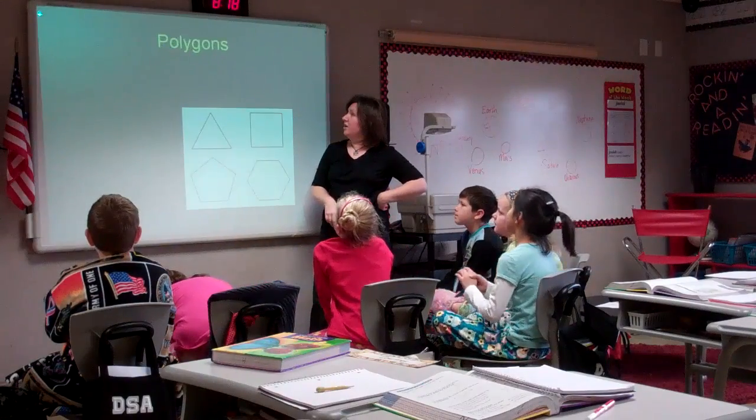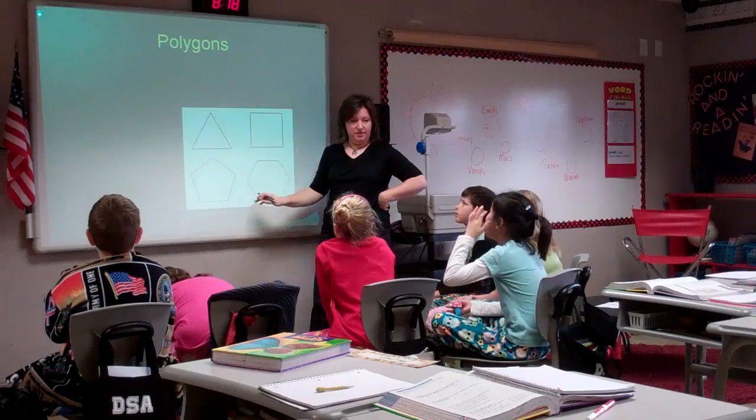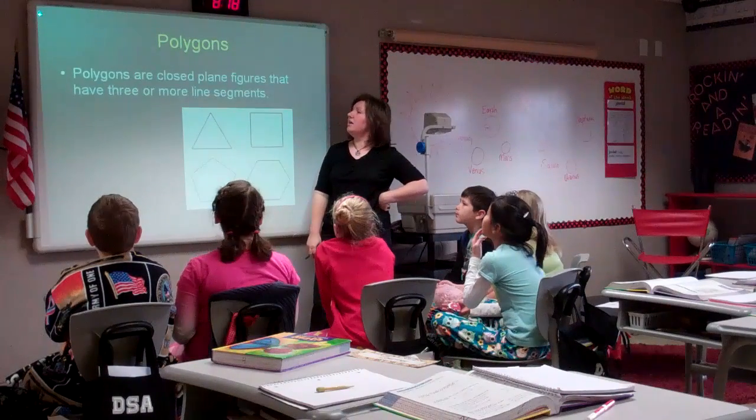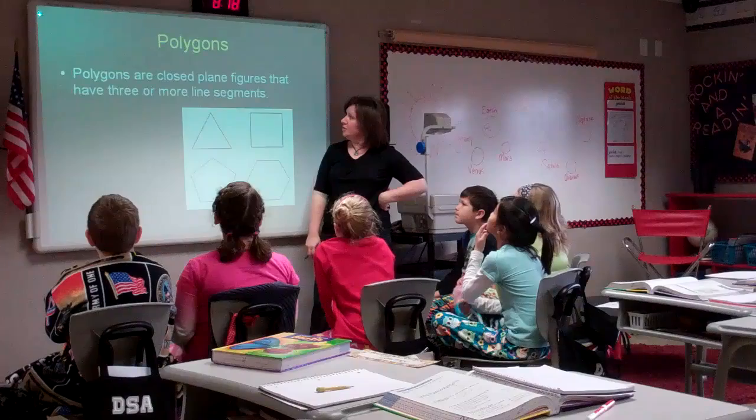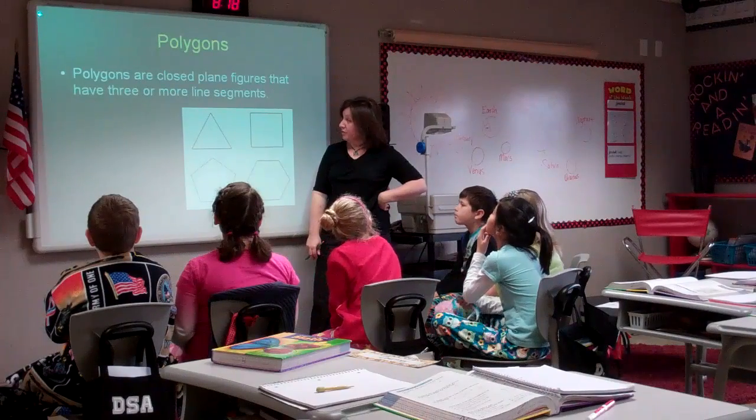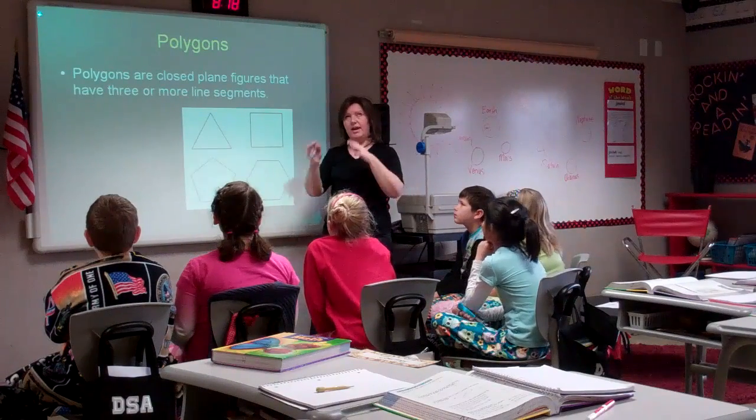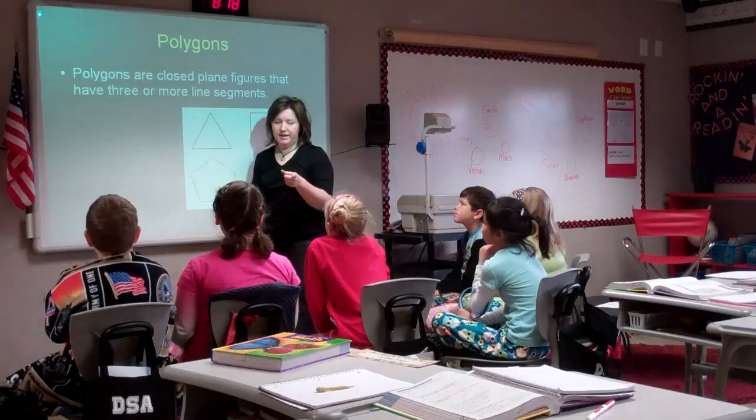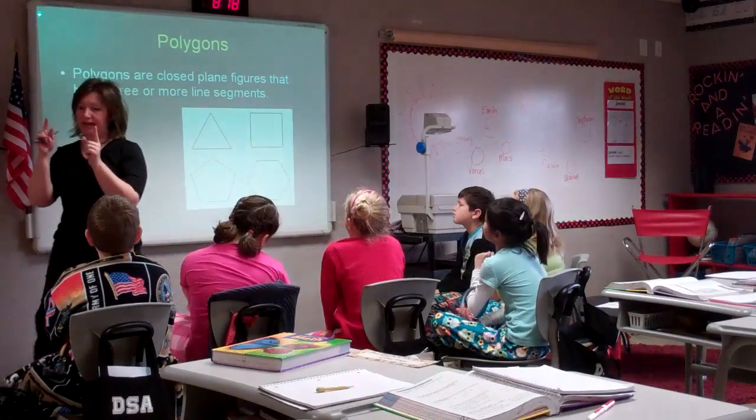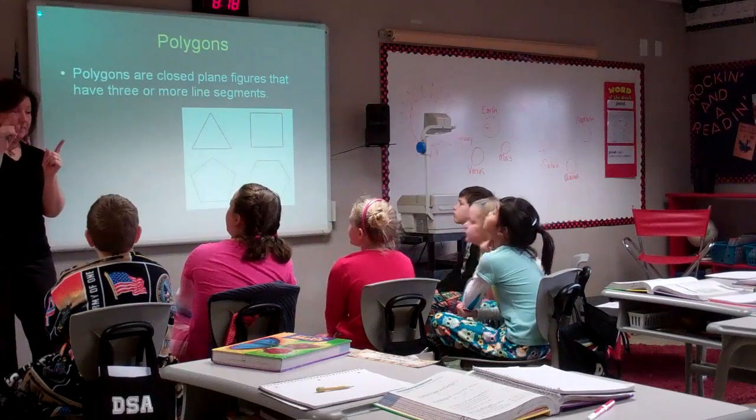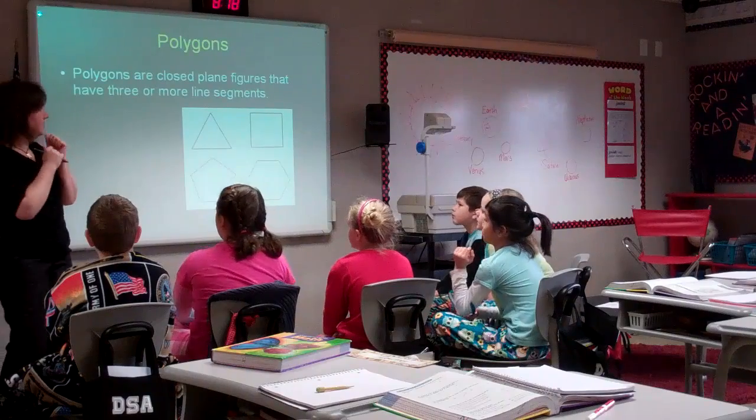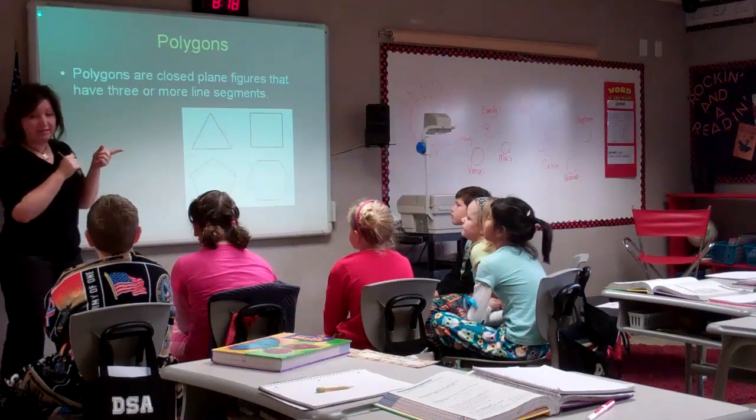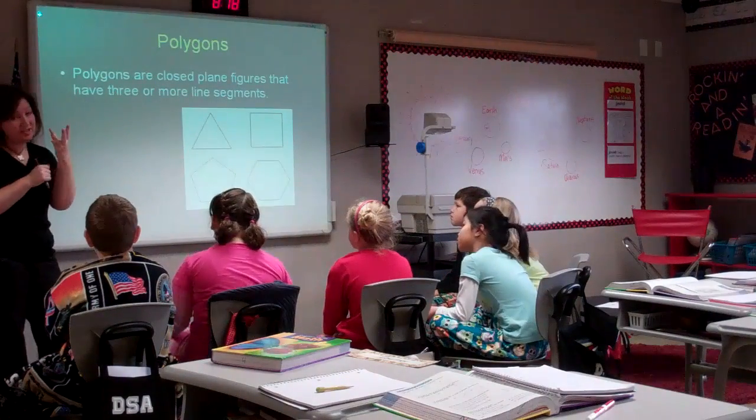We know that. Well, what are polygons? Polygons are closed plane figures that have 3 or more line segments. A line segment is, think about yesterday, a line that has a beginning and an end. And for a plane figure to be a polygon, it has to have at least, how many?